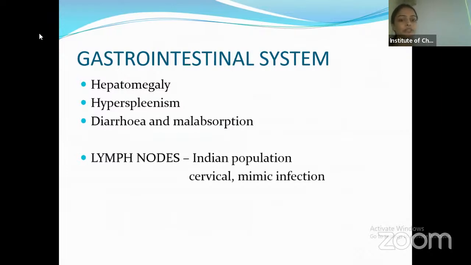Lymph node involvement. This is usually seen in the Indian population, cervical lymph nodes being the most common. Sometimes it might mimic infection.